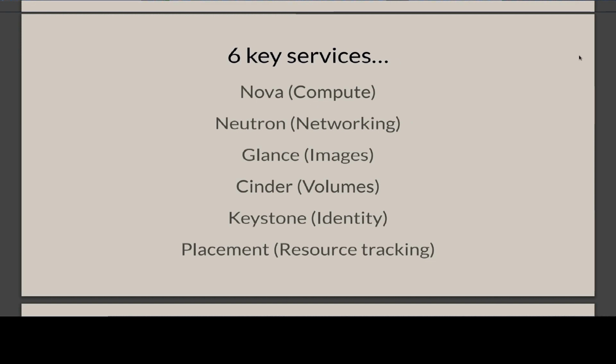Neutron does all your networking in the back end. Glance manages images like your Ubuntu images that you'll boot your instance with. Cinder does volumes like block storage. And Keystone does things like project and user management. And we also have this thing called Placement, which tracks how many CPUs you've used. You can use that for billing, this kind of thing.